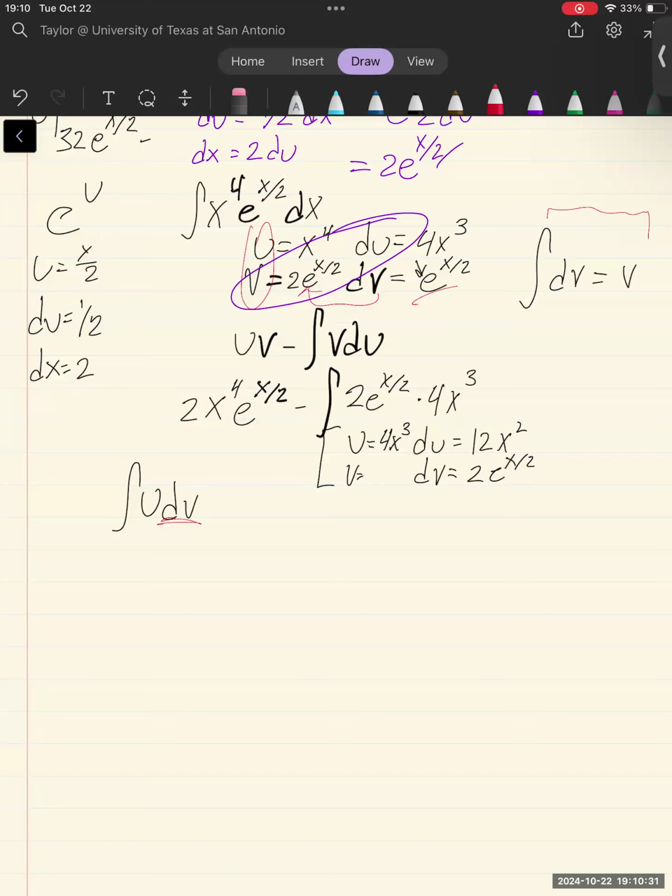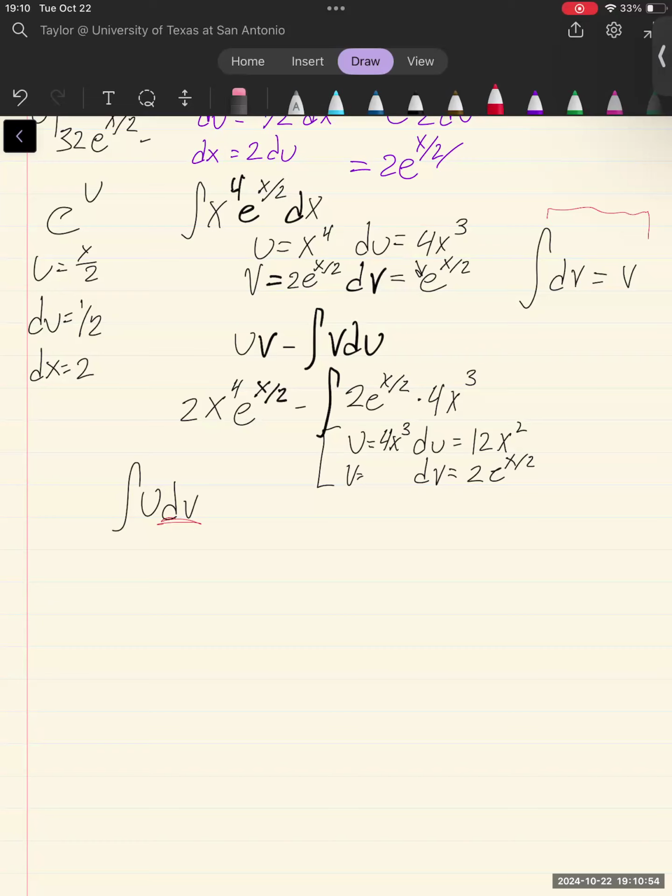Hold on. So Gio, where did I lose you? You said u being the second part of the integral. Where does the 2 come from? The 2 comes from here. Let me get rid of my circles and my red lines. Because again, the integration by parts formula.